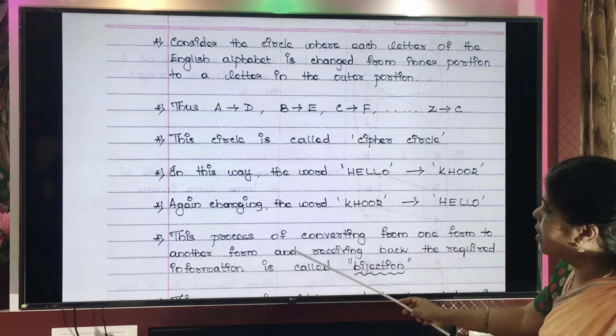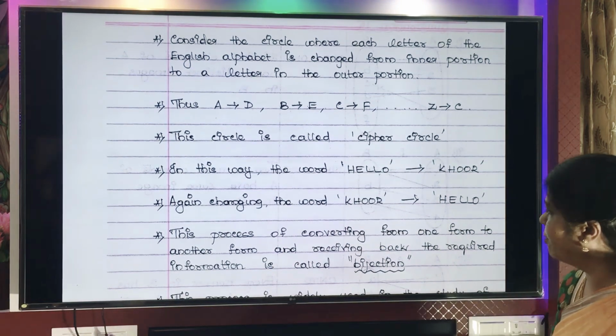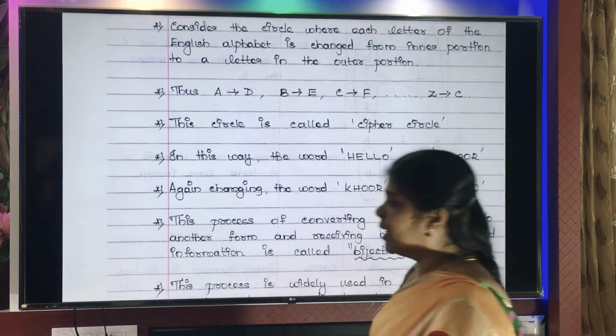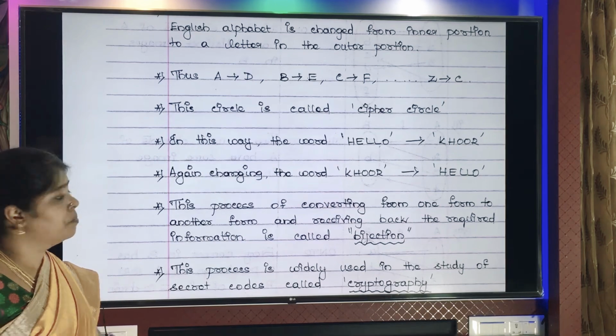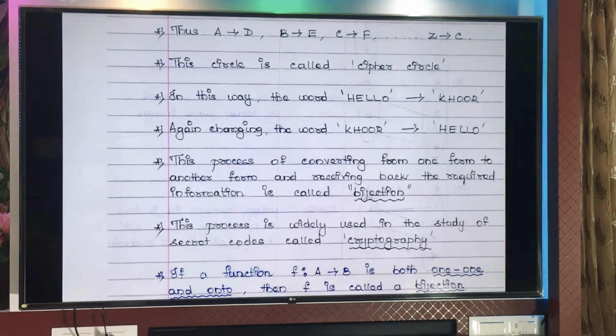So this process of converting from one form to another form and receiving back the required information. What information we have encoded, the same we will decode also. This is what is called as bijection.